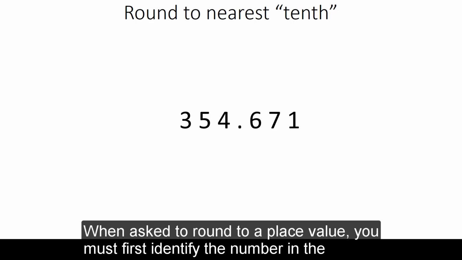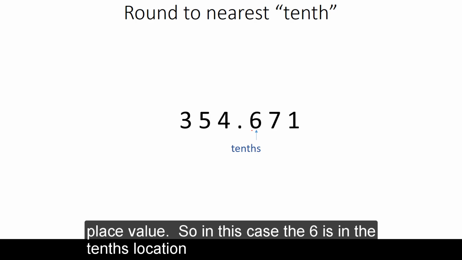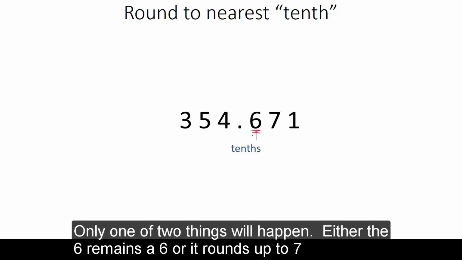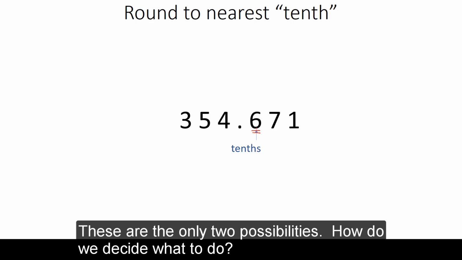Now here's an example where they want us to round to the nearest tenth. Okay, so when they want you to round to a place value, you must first identify the number in the place value. So in this case, the 6 is in the tenths location. Now one of two things are going to happen. Either that's going to remain a 6 or become a 7. That's the only two possibilities. Well, how do we decide what to do?